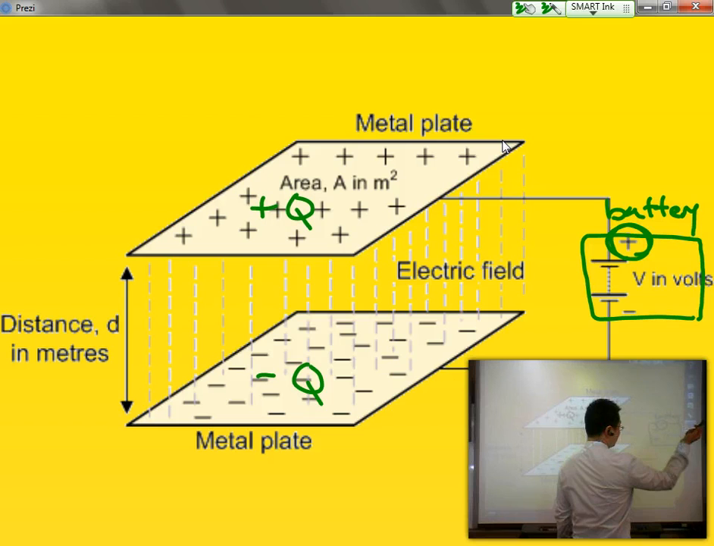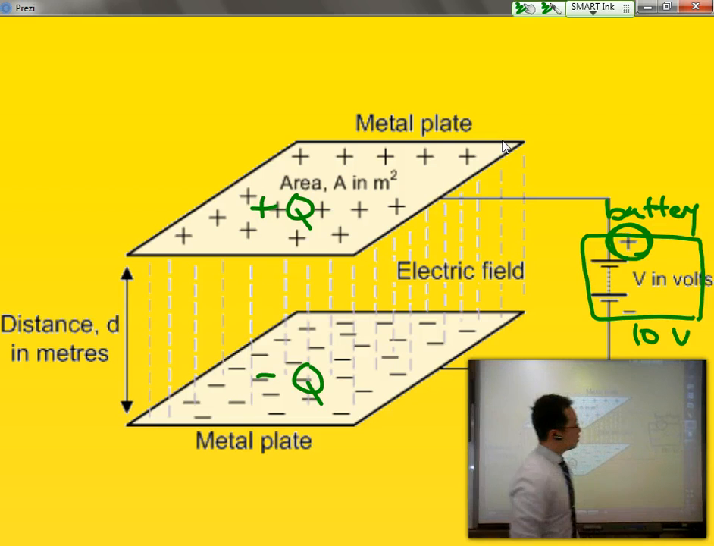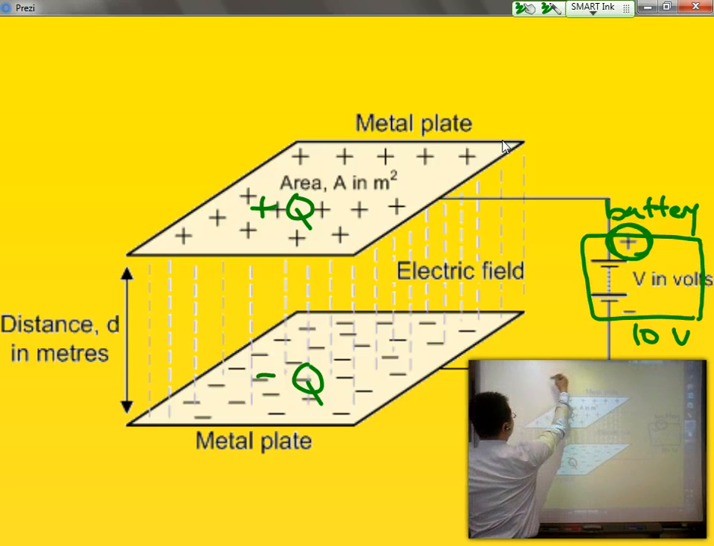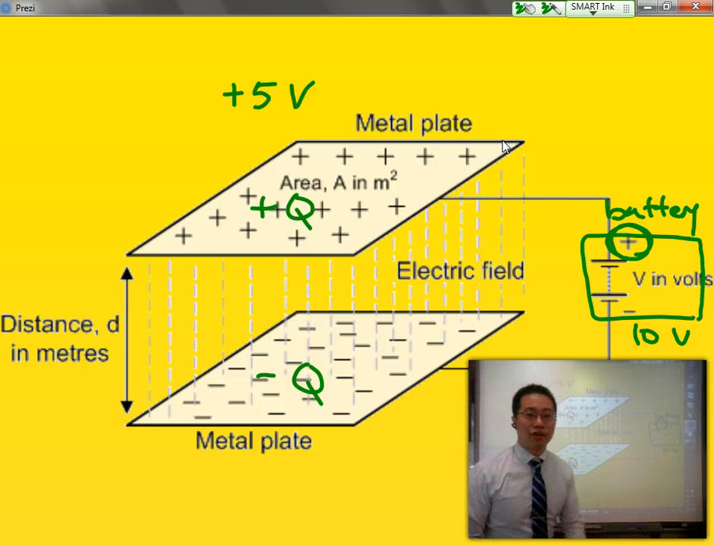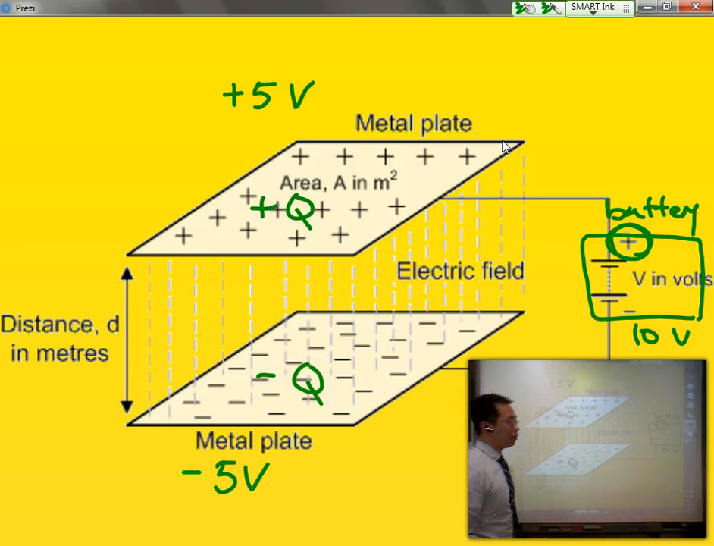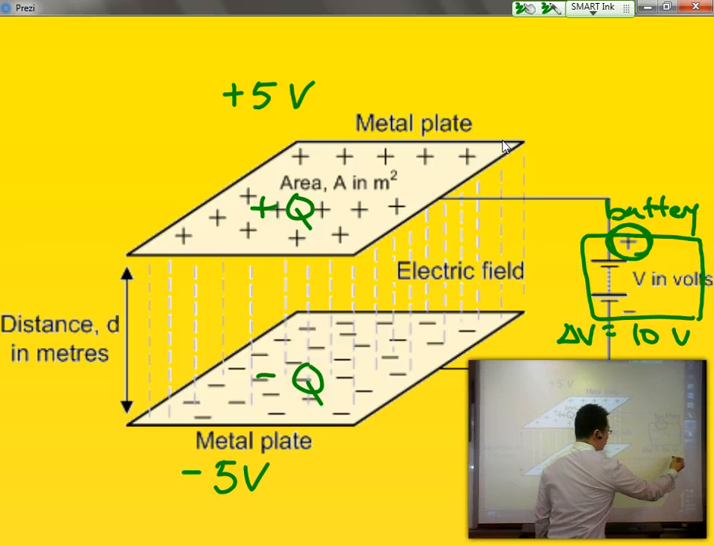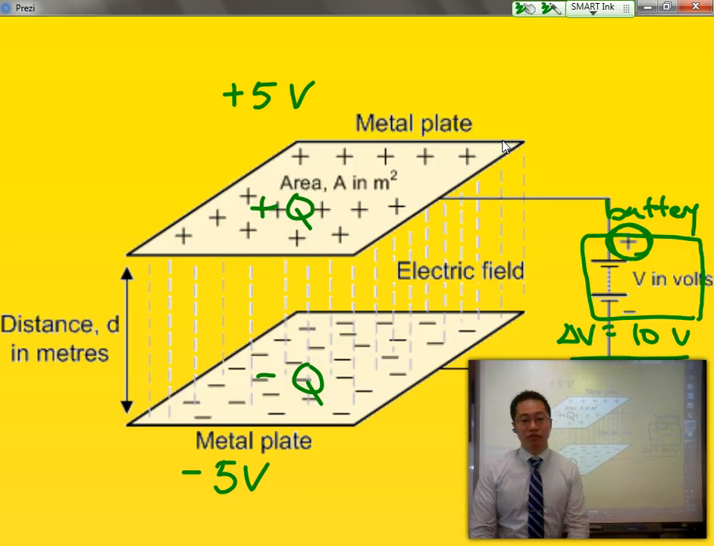So let's say this is a 10-volt battery. Okay? So that means that on the top plate, it creates an electric potential of positive 5 volts, and on the bottom plate, it creates an electric potential of negative 5 volts. So overall, the potential difference between the two plates, delta V, would equal 10 volts.